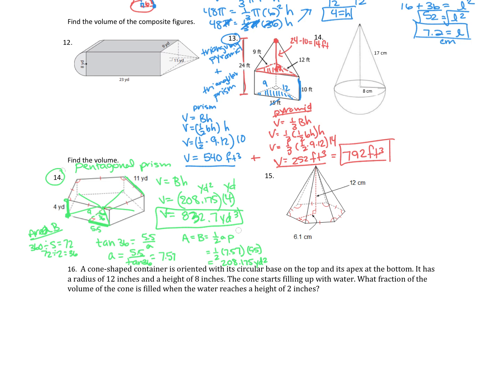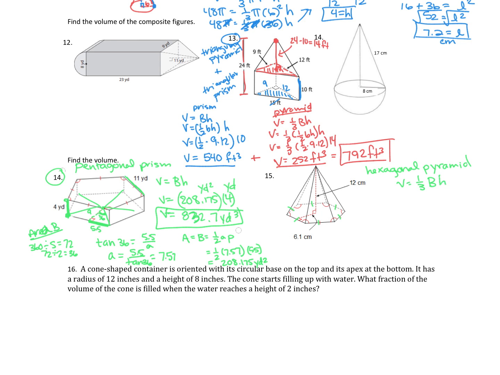So number 15 has 2 popular errors for us, so this is a great one to look at. First of all, let me figure out what this is. 1, 2, 3, 4, 5, 6. It looks like this is a hexagonal pyramid. And if I go look at my formula sheet, the volume is 1/3 the base area times the height.